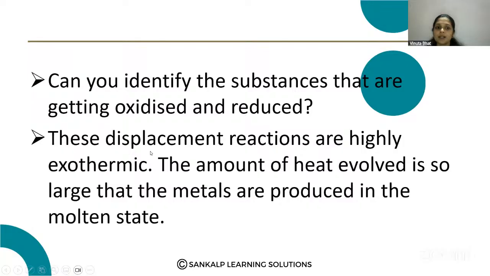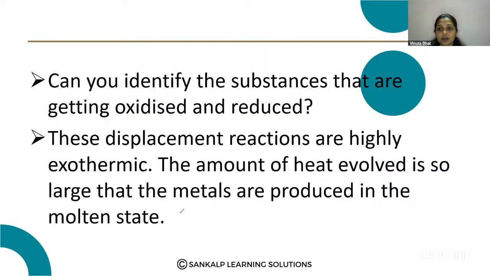Next one. These displacement reactions are highly exothermic. So can you define what is exothermic reaction? So this displacement reaction where the highly reactive metals are used ಅಲ್ವಾ, ತುಂಬಾ highly reactive metals ಅನ್ನ ಯೂಸ್ ಮಾಡೋದ್ರಿಂದ ಸೊ ಇದನ್ನ exothermic reaction ಅಂತ ಹೇಳ್ಬೋದು.